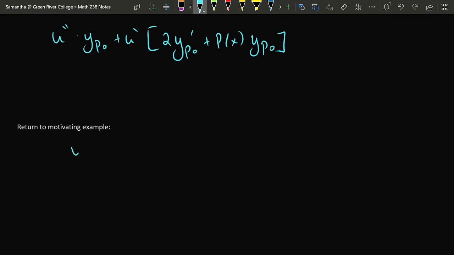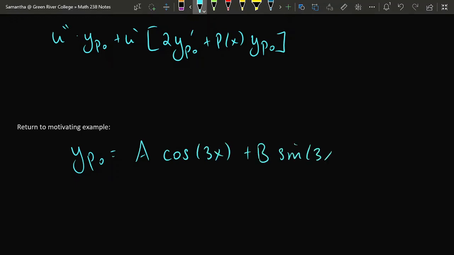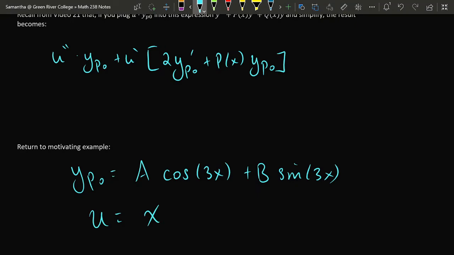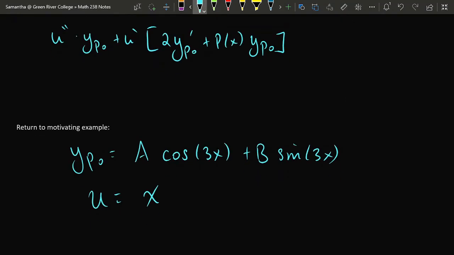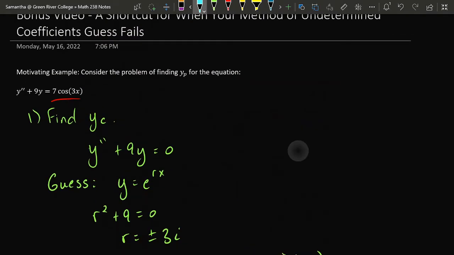In our motivating example, our initial guess at a solution was equal to a cosine 3x plus b sine 3x. And we multiplied it by x. Now, when we plug x times yp0 into the differential equation in our problem, let's use the shortcut formula to figure out what expression we would get. Now, in our problem, y double prime plus 9y, the quantity called p of x, which is multiplied by the first derivative, would be equal to 0 because there is no y prime term.